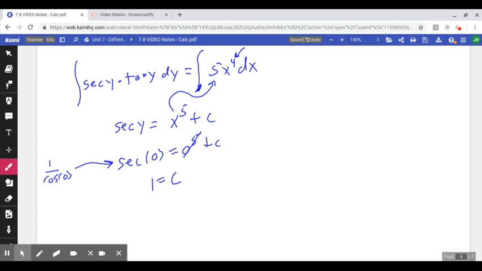So then we'll take this line right here, where we have the secant of y equal to x to the fifth, then that'll be plus 1. We just found that value of c. And the last thing to do here is to just solve for y. So y will be the inverse secant of x to the fifth plus 1.